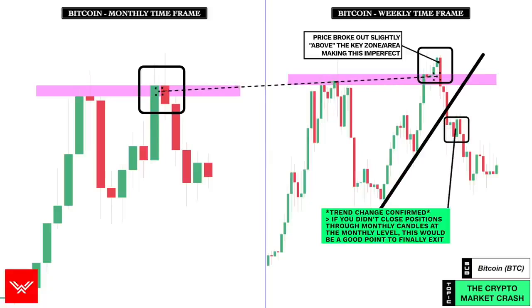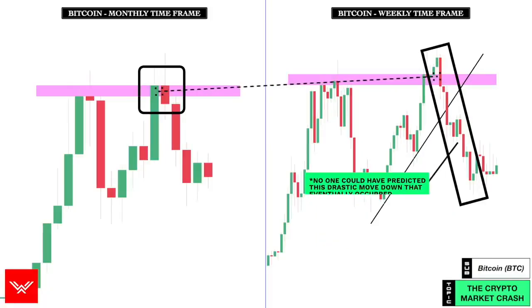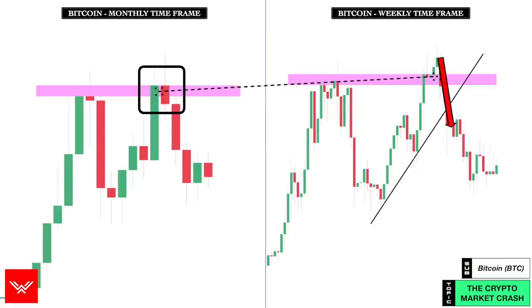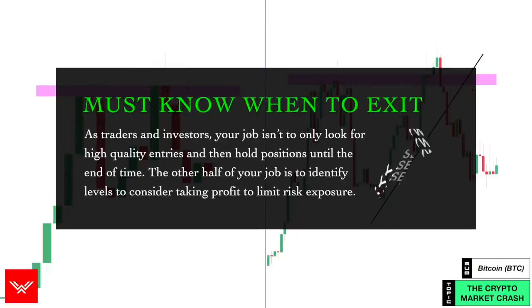Now, to be clear, no one could have predicted this drastic reversal here. In an alternate timeline within the multiverse, this could have ended up being a slight pullback and then price continued up and to the moon. But as traders and investors, your job isn't to only look for high quality entries and then hold those positions until the end of time. The other half of the job is to identify great areas to consider taking profit, to not only pull money out of the market, but also to limit risk exposure.